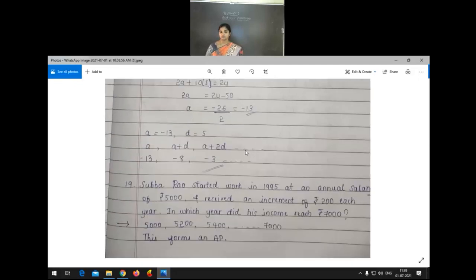Yes. Now, 19th question. I think you can read the question now. Subbarao started working in 1995 at an annual salary of rupees 5,000 and received an increment of rupees 200 each year. So you can imagine, every year the increment is 200 rupees. The first year's salary is 5,000.